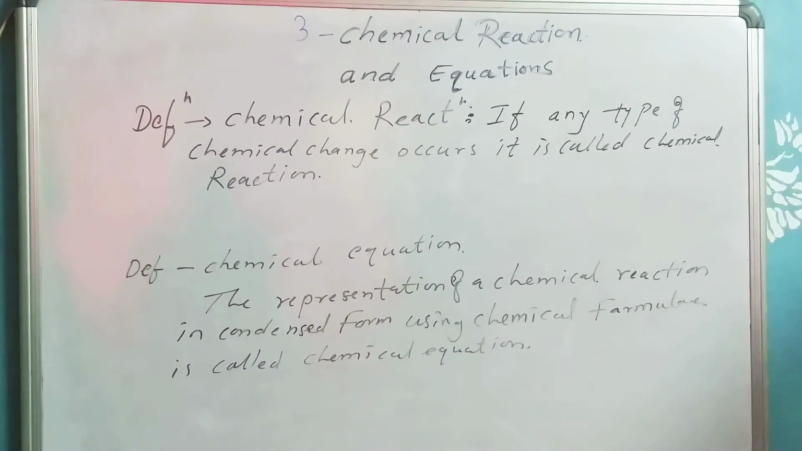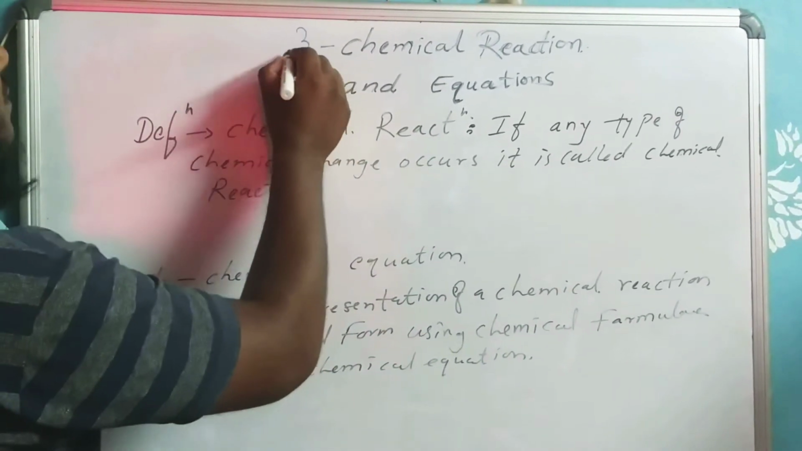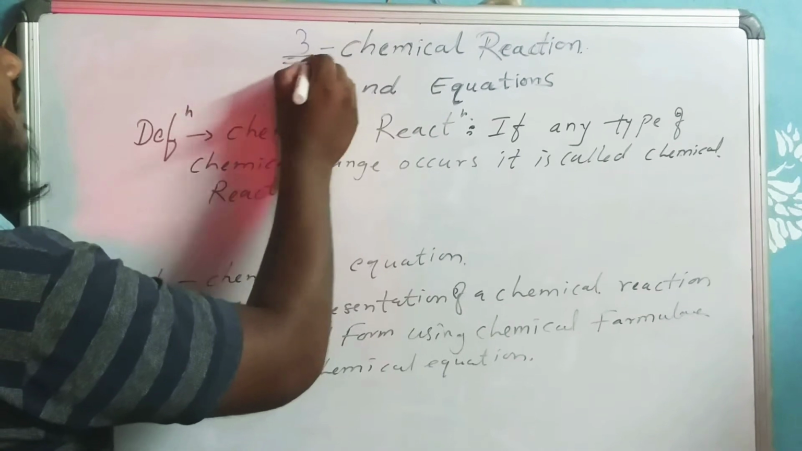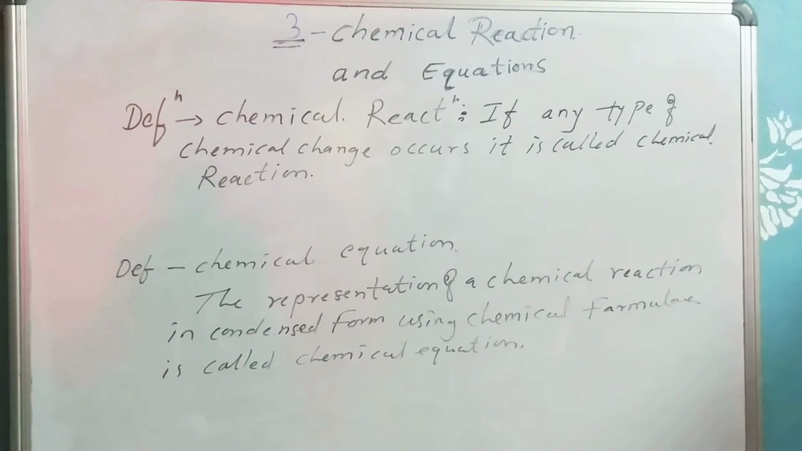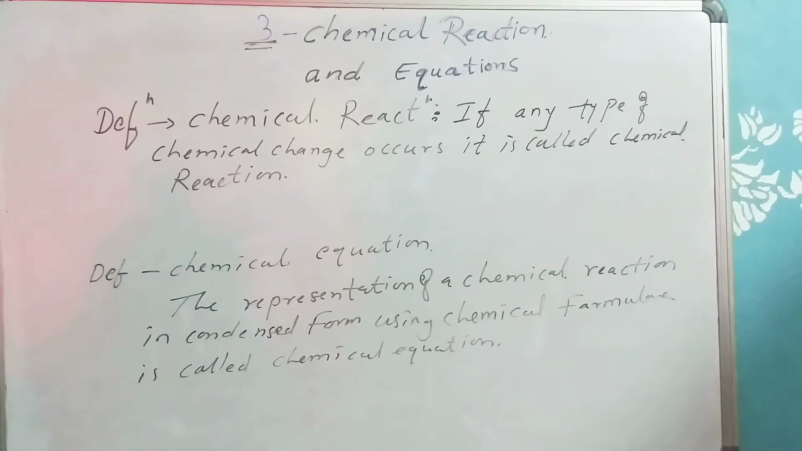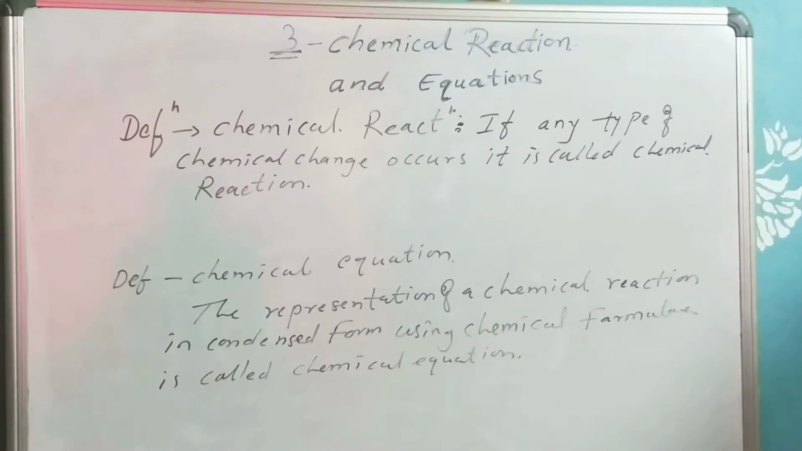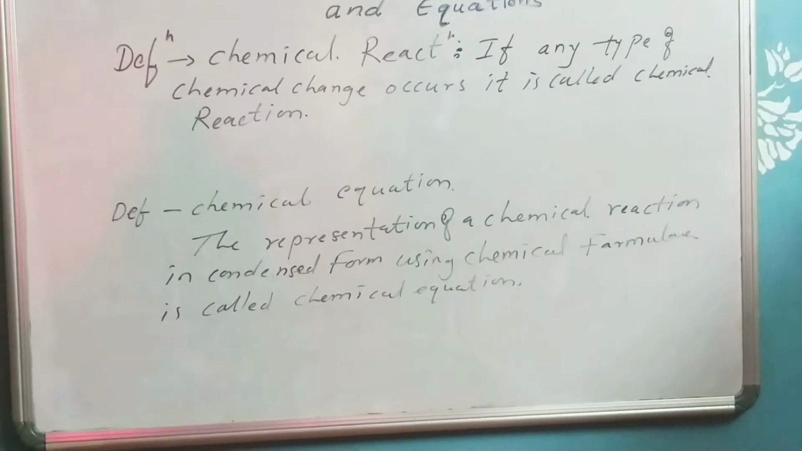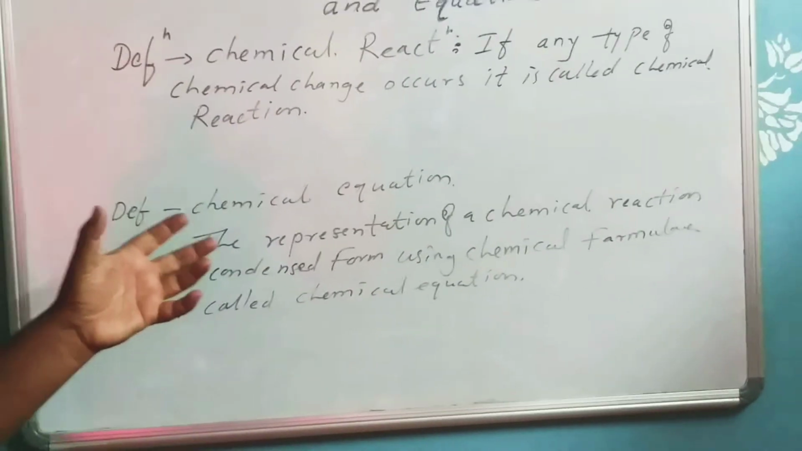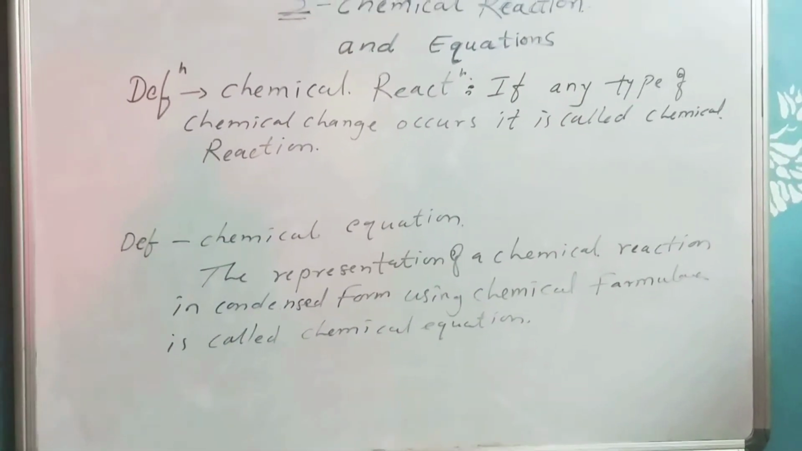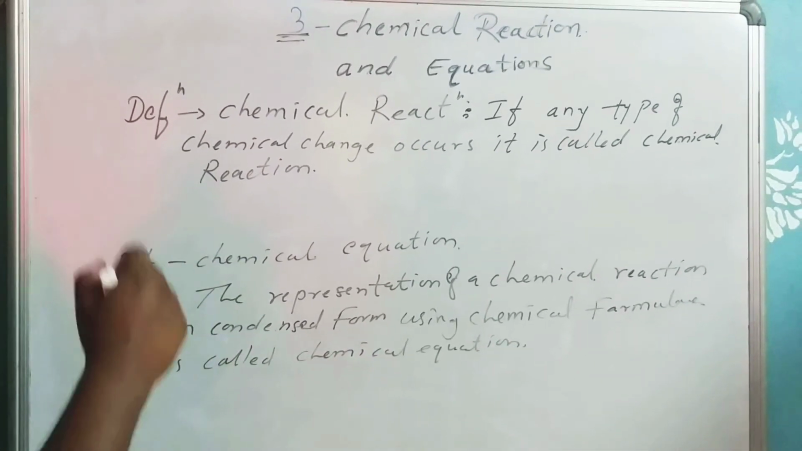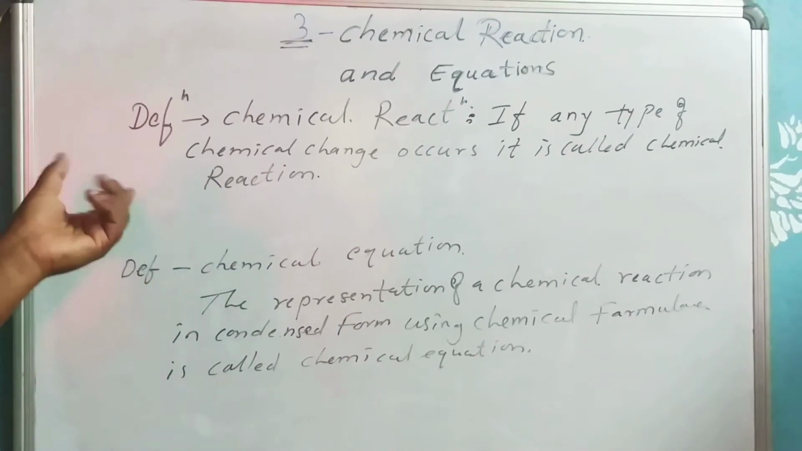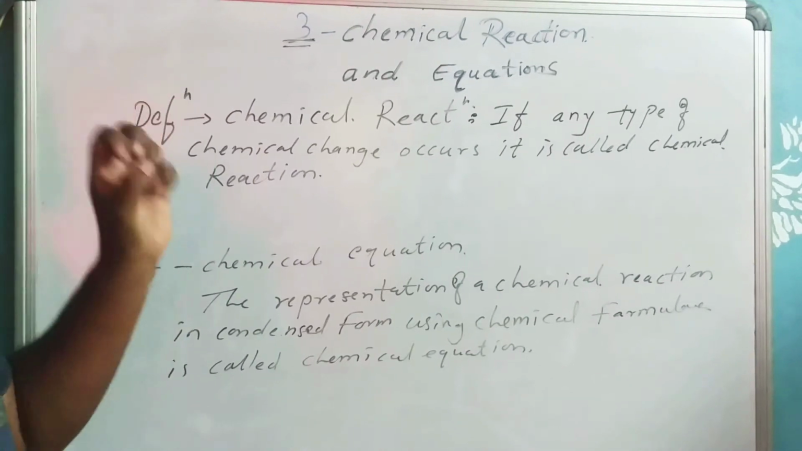Today we are going to discuss the third topic of our syllabus, Science 1, 10th standard, chemical reaction and equations. This topic is totally concerned with the types of chemical reaction, how to read the chemical equation and how to balance the chemical equation. Before going to the subtopics, chemical reactions and types of chemical reaction, we have to understand what a chemical reaction is.